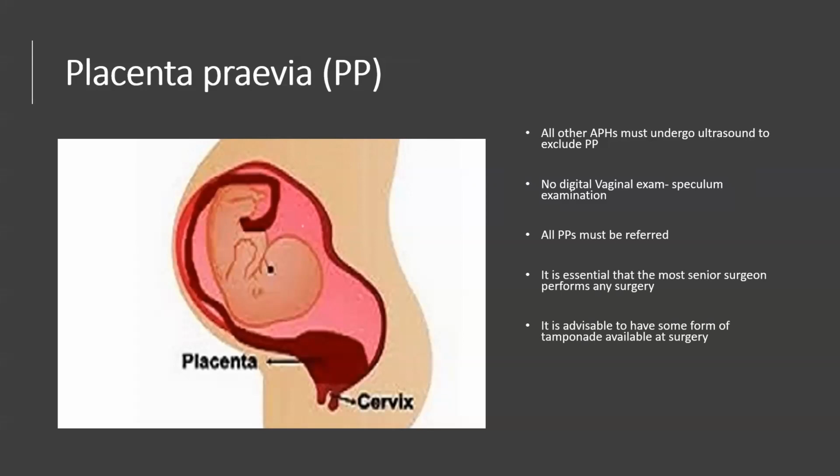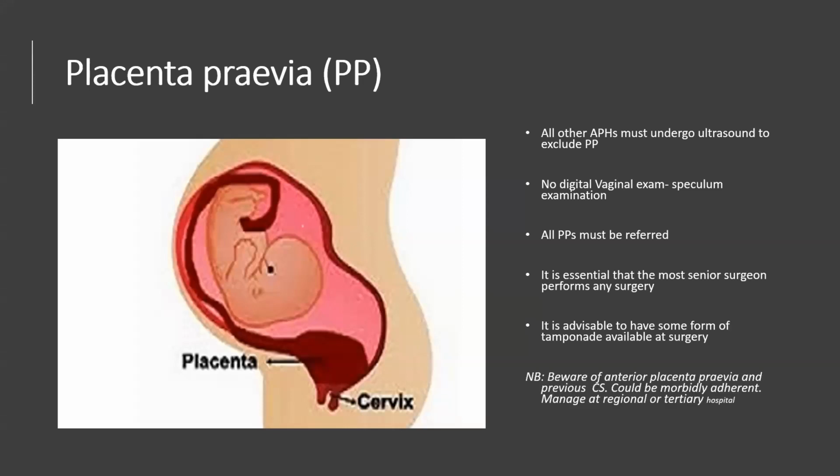It is advisable, if you are going to go to theater for a placenta previa, take along a tamponade. This can be your Bakri balloon, it can be your Ellavi, because they tend to bleed from the placental bed. So if you put the Bakri there, you actually compress the placental bed and the bleeding is minimized. You can do that prophylactically, or you can put it in when you see that the patient is bleeding.